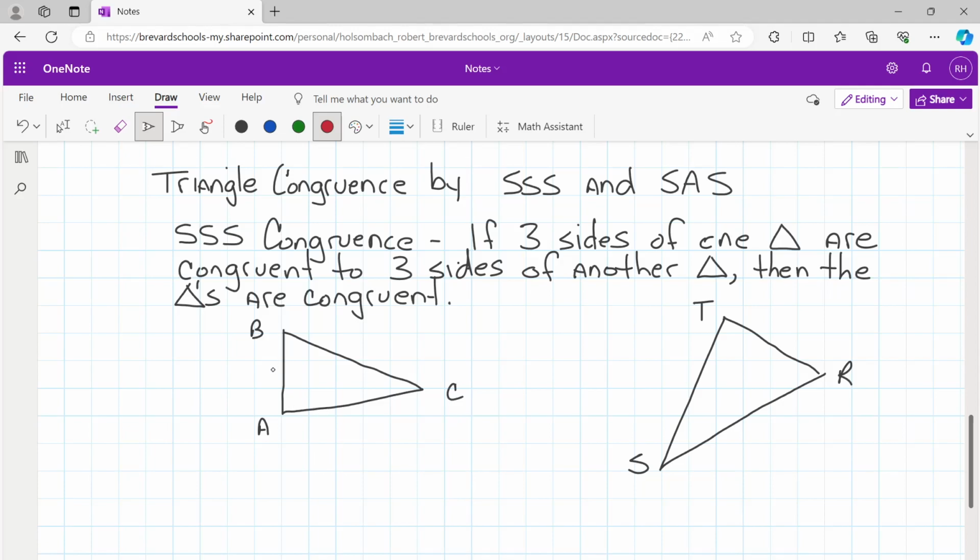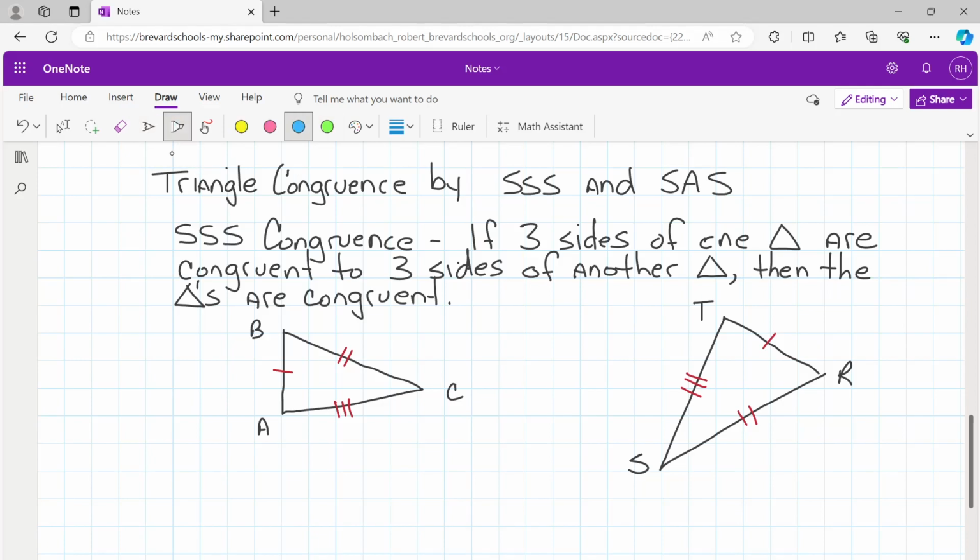So if AB has 1 tick mark and it's congruent to TR, and BC has 2 tick marks and RS has 2 tick marks, and if AC has 3 tick marks and ST has 3 tick marks, then we've got 3 sides of one triangle congruent to 3 sides of another triangle. So the triangles are congruent.